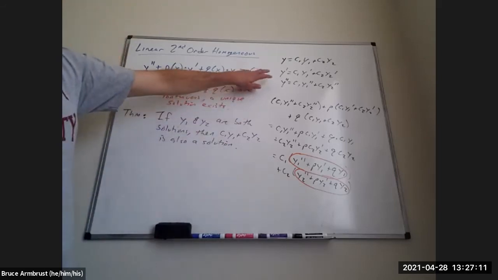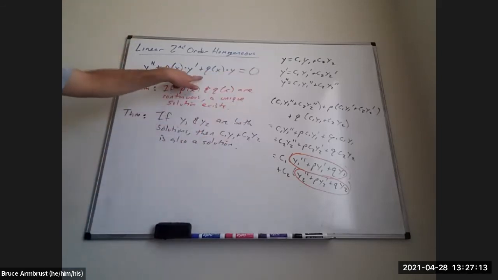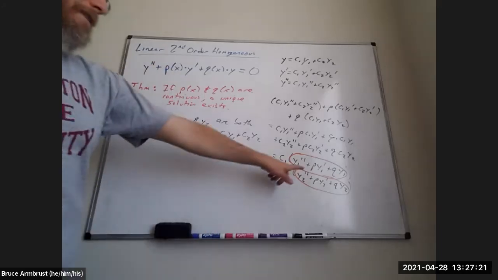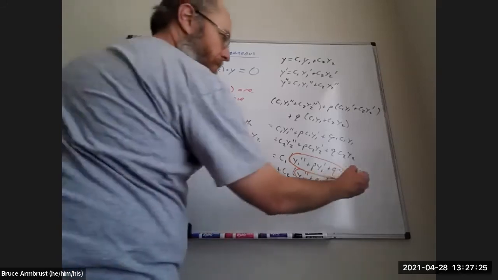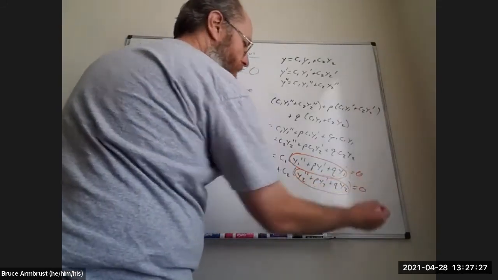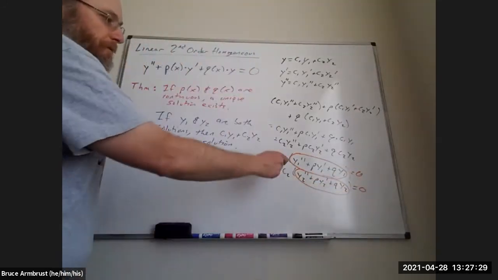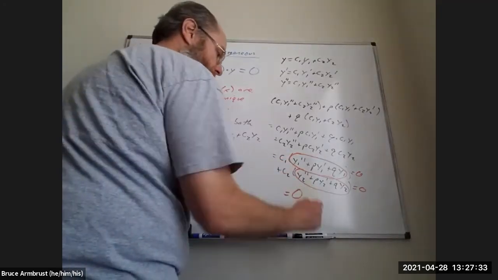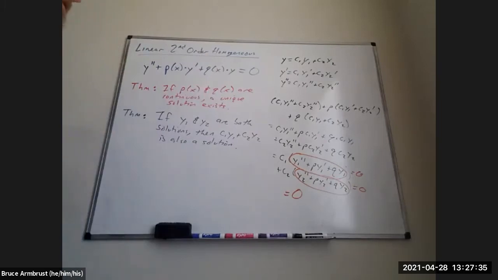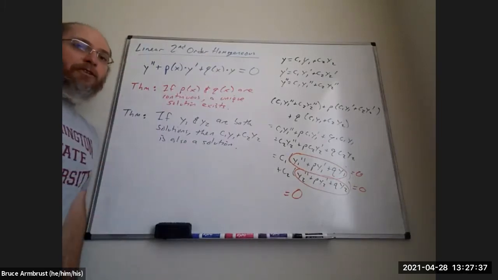Because y1 and y2 were solutions to this differential equation, which means when you plug in y1, you're going to get 0. And when you plug in y2, you're going to get 0. And that's exactly what those two things are. Okay, so both of those are 0, which means 0 times your favorite c's are also equal to 0. So there's your proof.